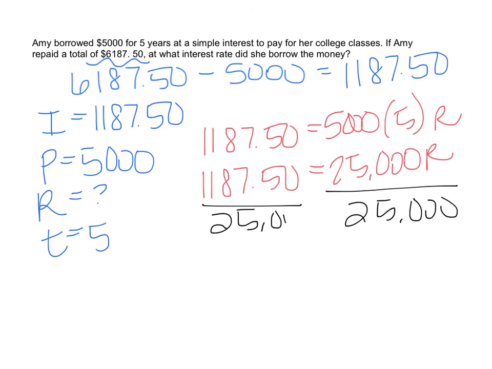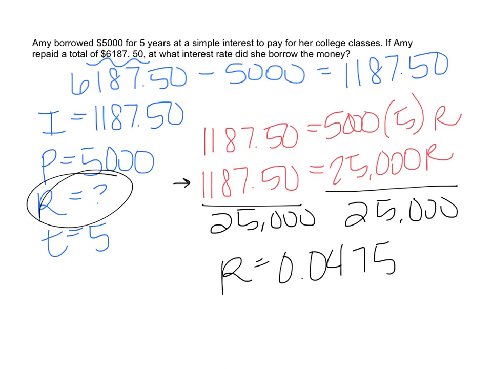Now if you notice this, our bigger number's on the bottom here, so we should get a decimal, and you get 0.0475. This is representing our rate, which needs to be a decimal. So remember, you can just move this over 2 spots or multiply that number by 100. So your rate is 4.75%.